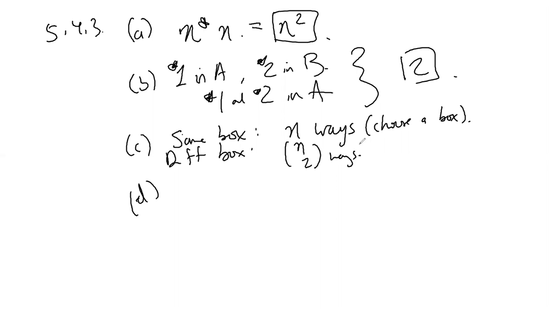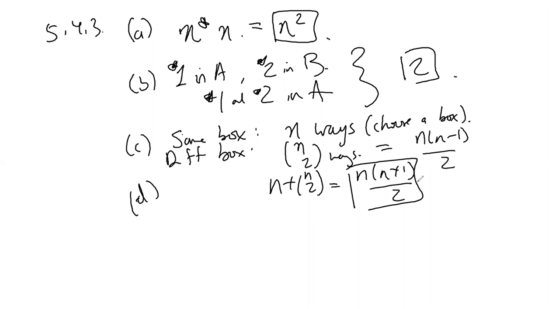The balls themselves are indistinguishable, sorry. And because the balls are indistinguishable, you're basically choosing 2 boxes, as opposed to saying I'm putting ball 1 in this box and ball 2 in that box. You're saying I'm choosing 2 boxes to put 1 ball each in. And this will give you n times n minus 1 over 2. This is choosing 2 boxes. And you add these together, right? Casework, and you get n times n plus 1 over 2, which is the correct answer.